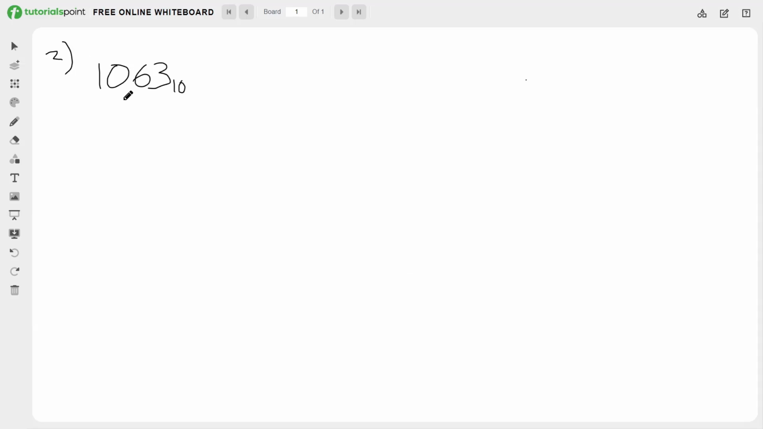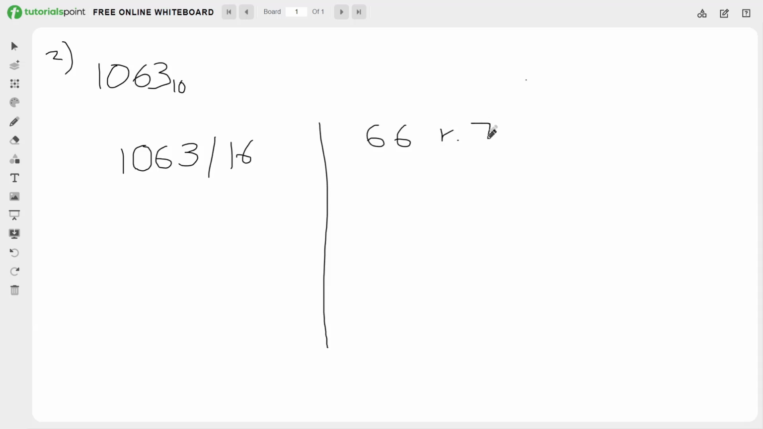So here is another example. Let's try another number which is larger than the previous example. Here we have to convert 1063 to its hexadecimal form. Remember, we have to divide this number by 16, okay? So let's divide it by 16. 1063 divided by 16 is equal to 66, and its remainder is 7.